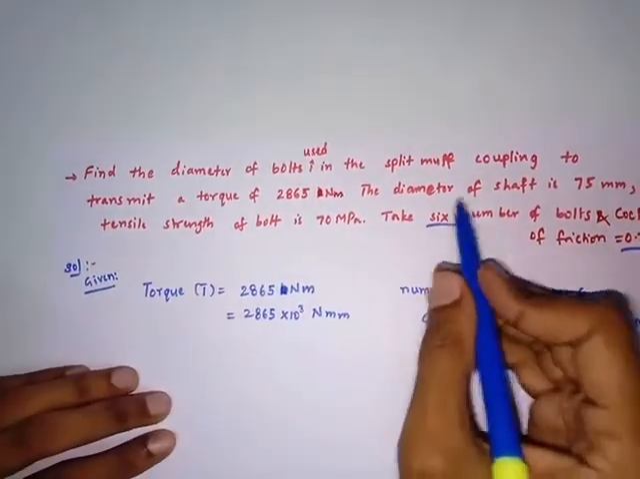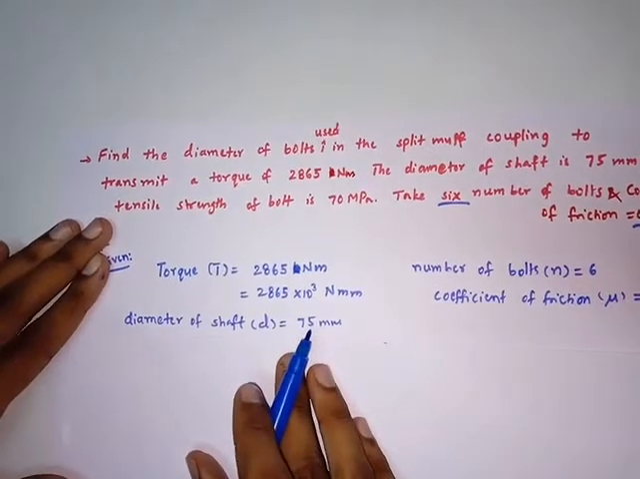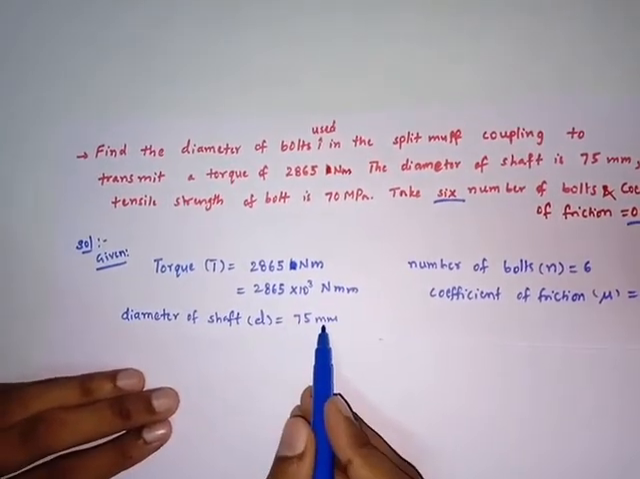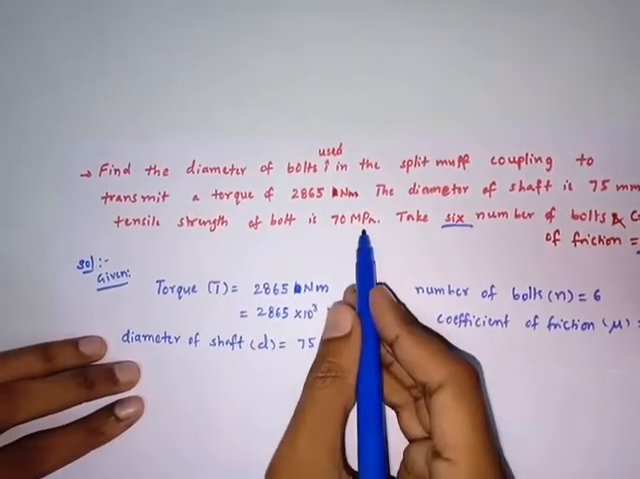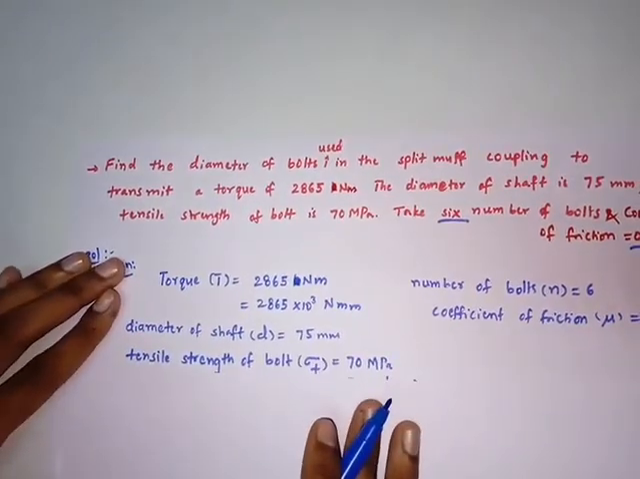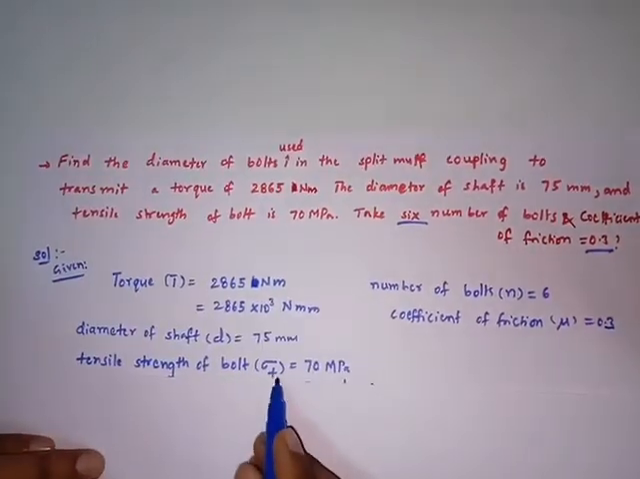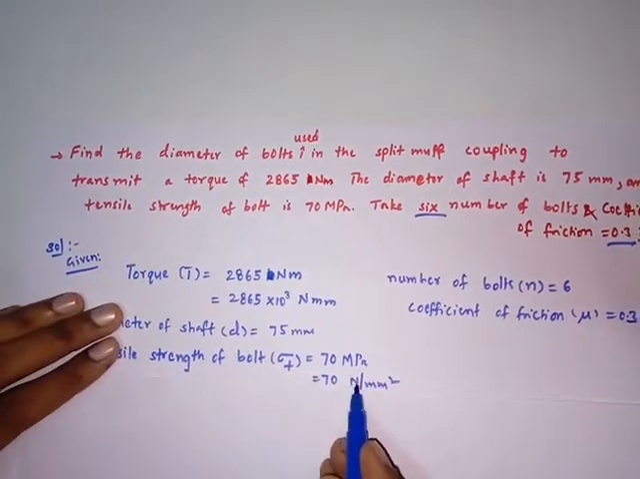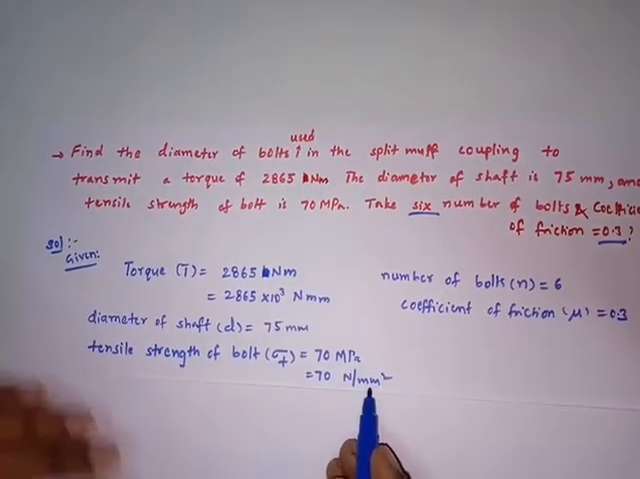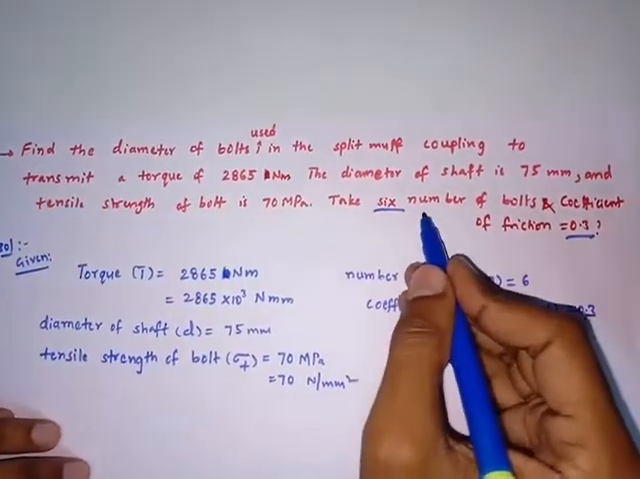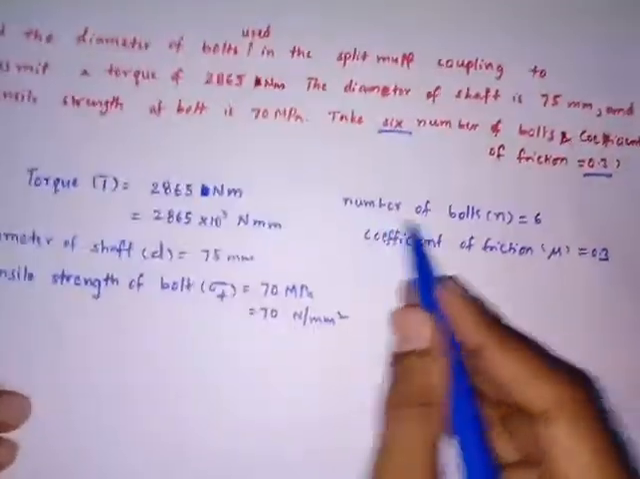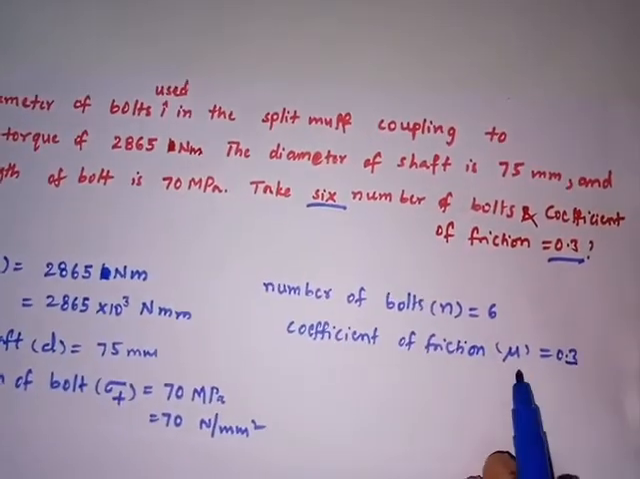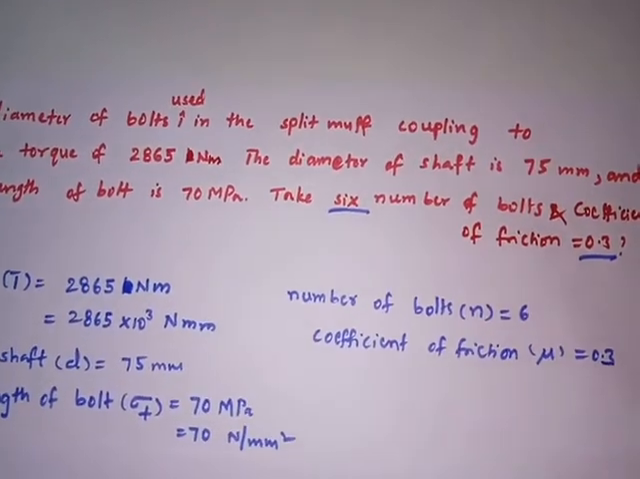And the next given value is the diameter of the shaft, and the symbol we are taking is small d, that is 75 mm. The tensile strength of the bolt is given as 70 megapascal, and the symbol we are taking is sigma t, that is 70 megapascal, which is converted to 70 Newton per mm square. And the next given values are the number of bolts, for which we are taking the symbol as small n, that is 6, and the coefficient of friction between the shaft and muff surface is given as 0.3.